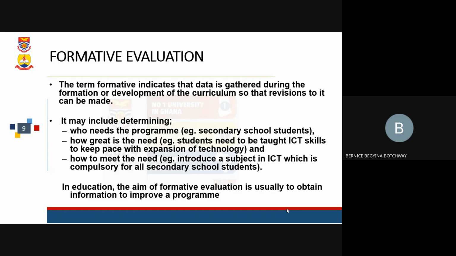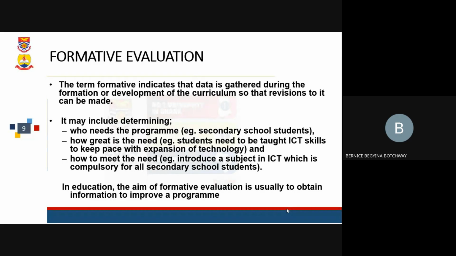So here, it's not just waiting for us to finish, or for the end of the curriculum implementation, before we do evaluation. This is when the curriculum is still ongoing, while the teachers are still delivering it and the students are still experiencing it. That is where we do this evaluation. It can be while the curriculum is being developed or when it's still in use. So the main purpose is to improve the curriculum during the implementation.